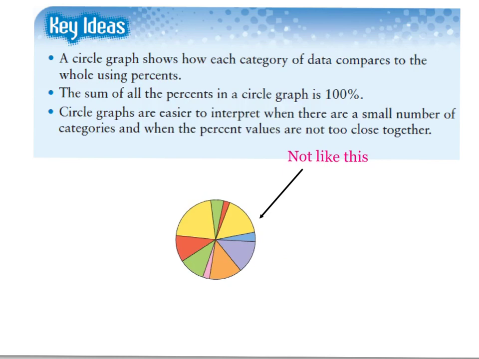Circle graphs are easier to interpret or read when there are a small number of categories and when the percent values are not too close together. If you notice this circle graph in the picture, there's a lot of different categories. That would not be a good circle graph.